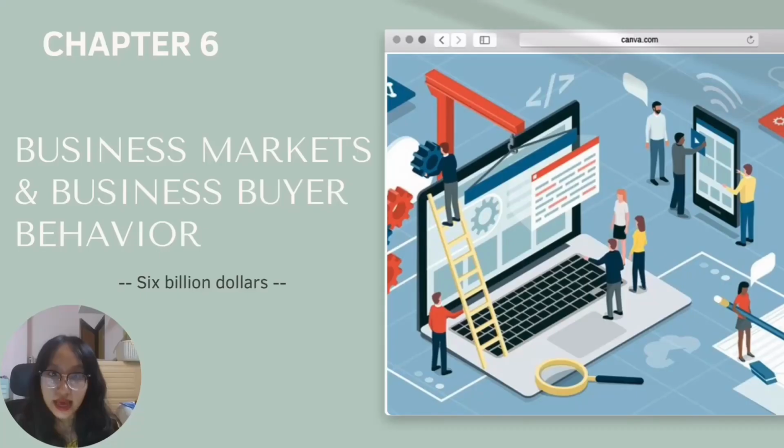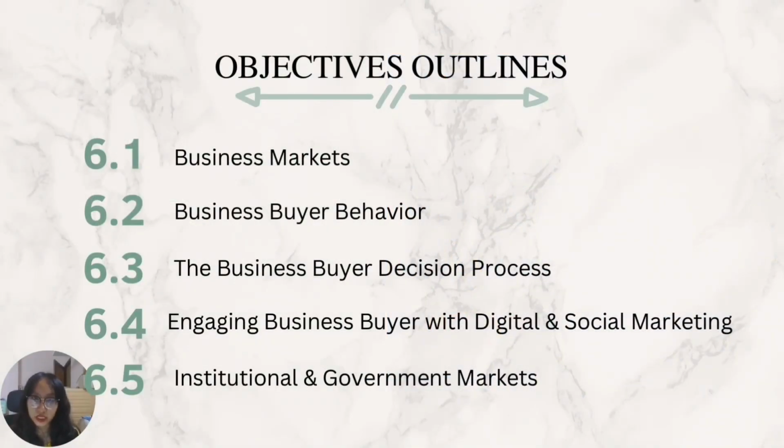And next, we move to chapter 6, Business Markets and Business Buyer Behavior. There are 5 parts in this chapter. The first is Business Markets. The second is Business Buyer Behavior. The third is the Business Buyer Decision Process. The fourth is Engaging Business Buyers with Digital and Social Marketing. The last one is Institutional and Government Markets.